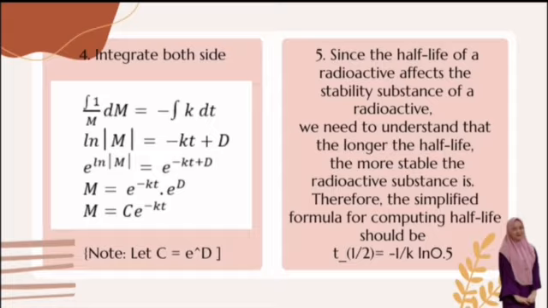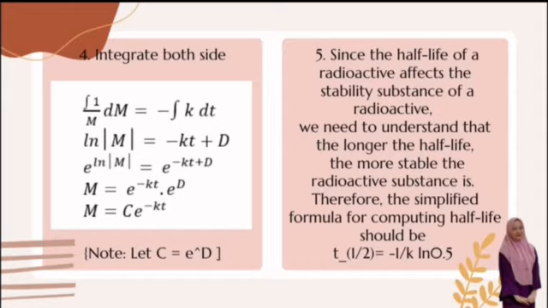After we integrate, the equation will be e to the power ln m equals e to the power negative kt plus d. Next, m equals e to the power negative kt multiplied by e to the power d. So the result will be m equals c e to the power negative kt. Just let c equal e to the power d.